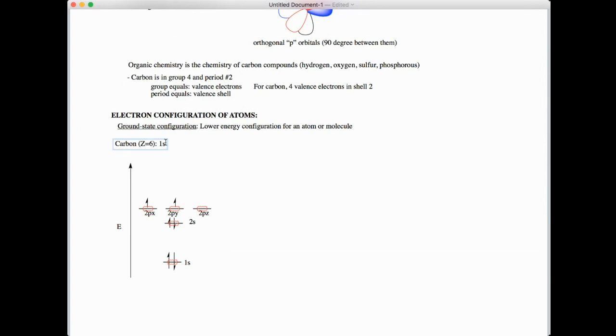Okay, so the electronic configuration of carbon is gonna be 1s2, 2s2, 2p2. Okay, it's very relevant because again, we are gonna be using this a lot later on, okay?